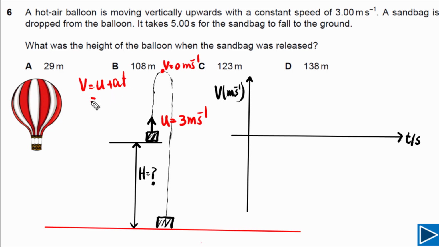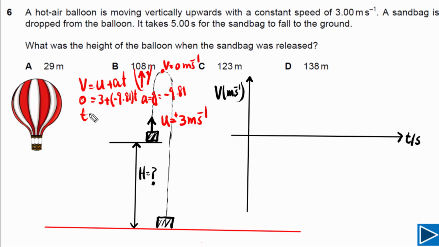In this case, v is equal to 0 and u, if we take upward direction as positive, so u will be positive, but acceleration due to gravity will be negative because acceleration is downward. Now we can simply plug in values here and find the value of t, and a in this case is negative 9.81 times time.